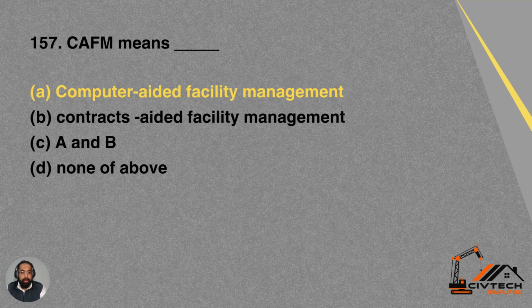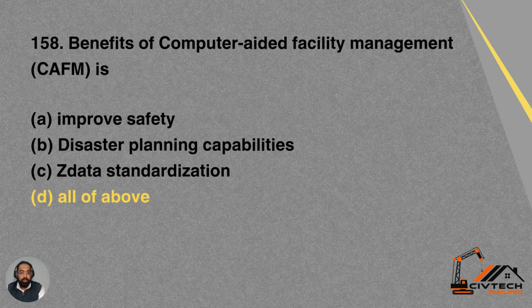Question 157. CAFM means. What is CAFM? Option A, Computer Aided Facility Management. Option B, Contracts Aided Facility Management. Option C, A and B, and option D, all of the above. So, Computer Aided Facility Management is the correct answer. A is the correct answer for CAFM. It's Computer Aided Facility Management.